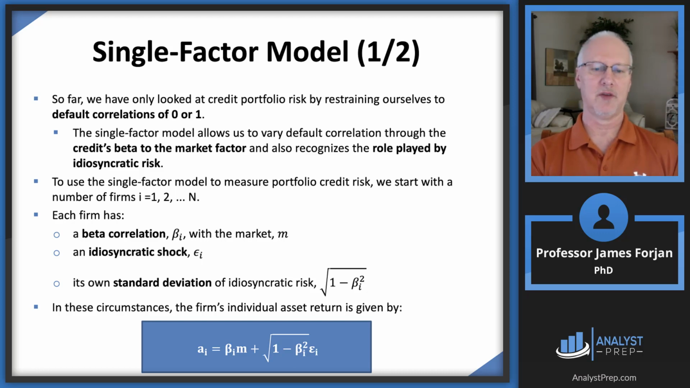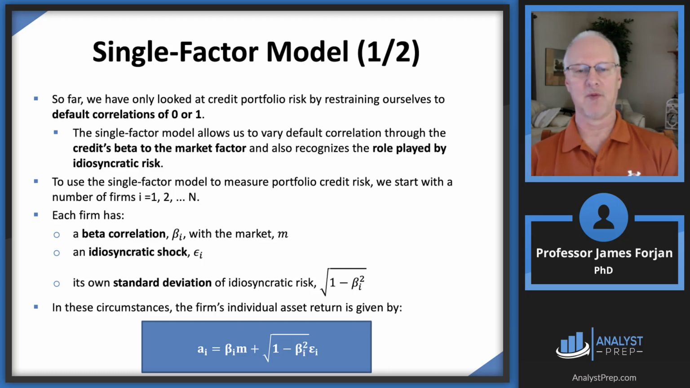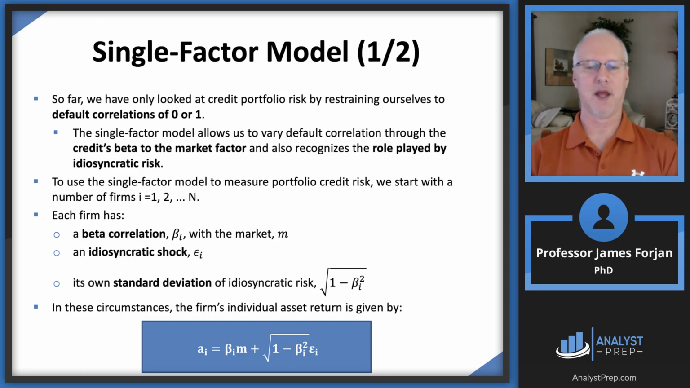So the return on the S&P 500 index is going to be equal to 1 times, let's suppose the market goes up by 10%. So that's 1 times 10%. And then the plus sign, we're going to add that standard deviation over there. We're going to take 1 minus 1 squared, which is just 1 minus 1, zero. So that term to the right-hand side of the plus sign goes away. And that should make perfect sense.